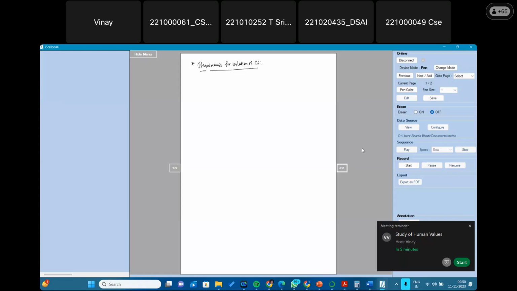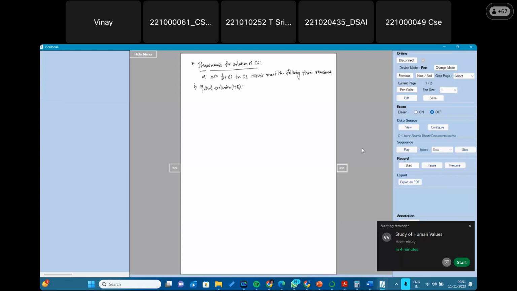So a solution for the critical section in an operating system must meet the following three requirements. We have already discussed this in the last class. The first one is mutual exclusion. In short, it is called ME.